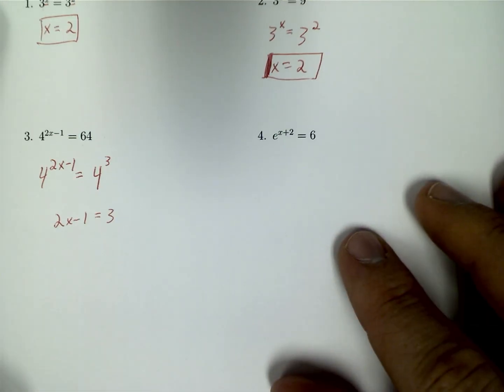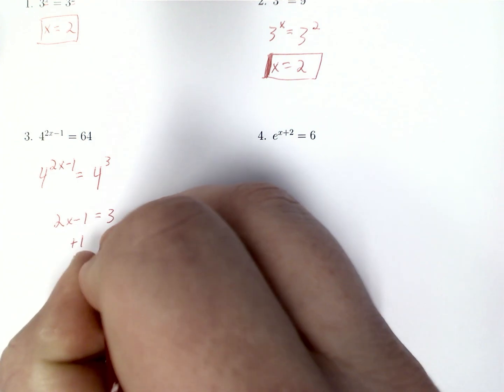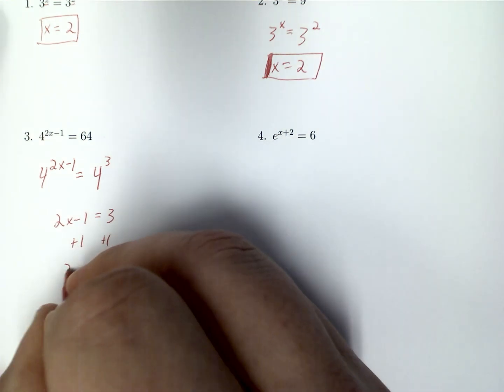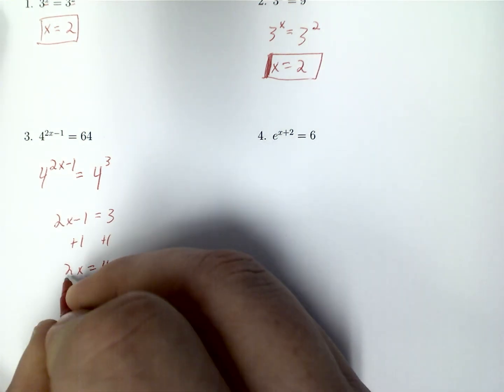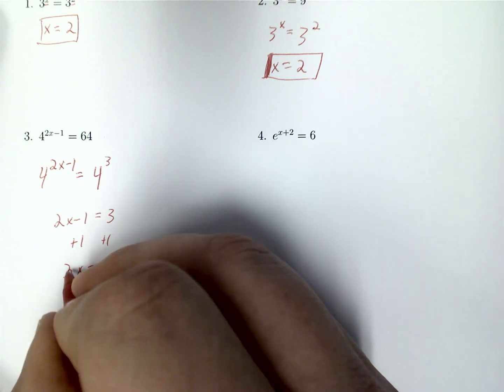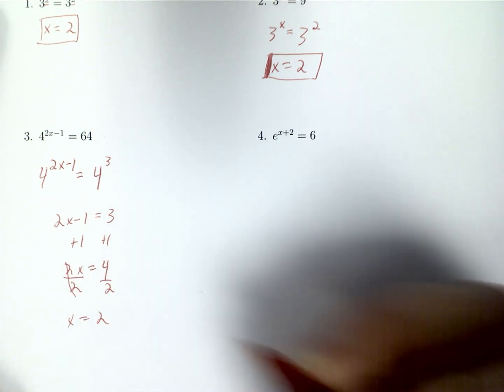And then we can just go through our solving techniques. We can add 1 to both sides, we get 2x equals 4, and divide by 2, and we get x equals 2.